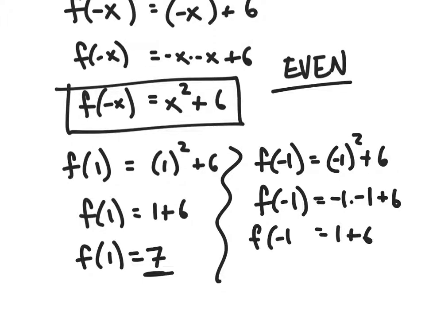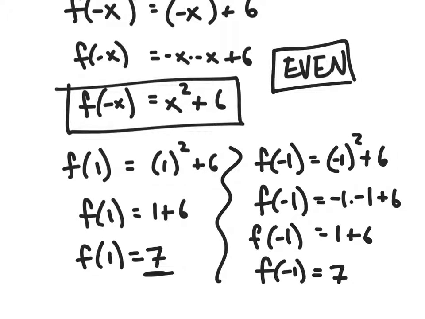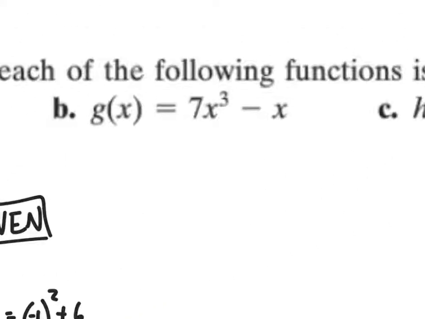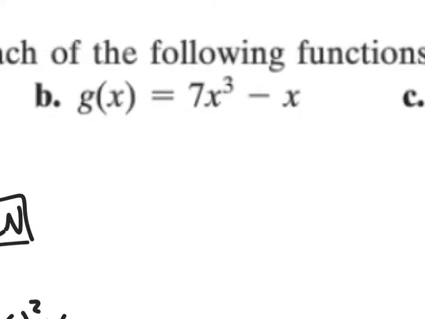So f of negative 1 is equal to 7. All right, so we are, in fact, even. Okay, let's take a look at the next one. g of x is equal to 7x cubed minus x. So let's just plug in 1, see what happens.